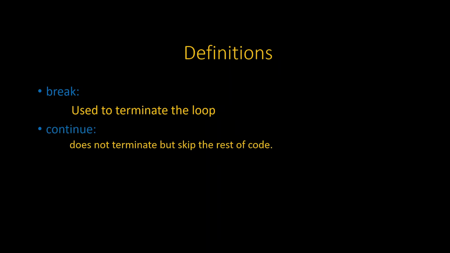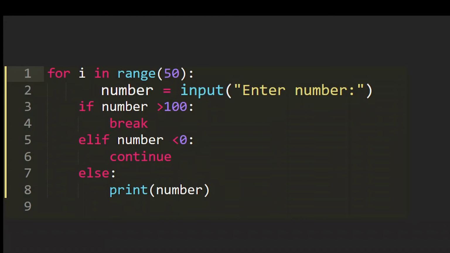And continue does not terminate but skips the rest of the code inside a loop for the current iteration only. It does not terminate but continues on with the next iteration. So let's quickly understand this by looking at this problem.